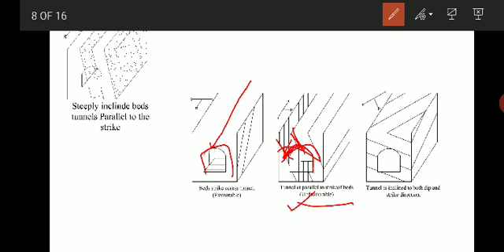Tunnel parallel to strike of the bed. Then here, how is the bed? This is the bed dip direction and this is the strike of the bed. So here the tunnel is going neither parallel to the strike nor parallel to the dip of the bed. So the tunnel is inclined to both the dip and strike of the bed.